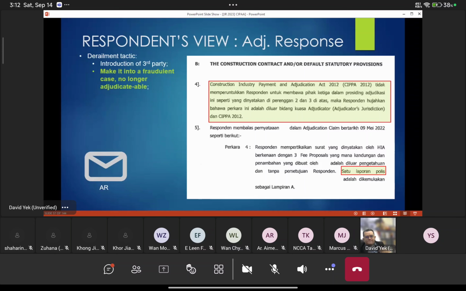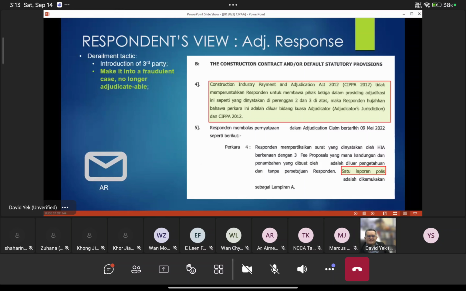So you can see this is the position taken by the respondent. And so much so, the respondent came up with a very novel idea. They say that the contract itself is fraudulent.